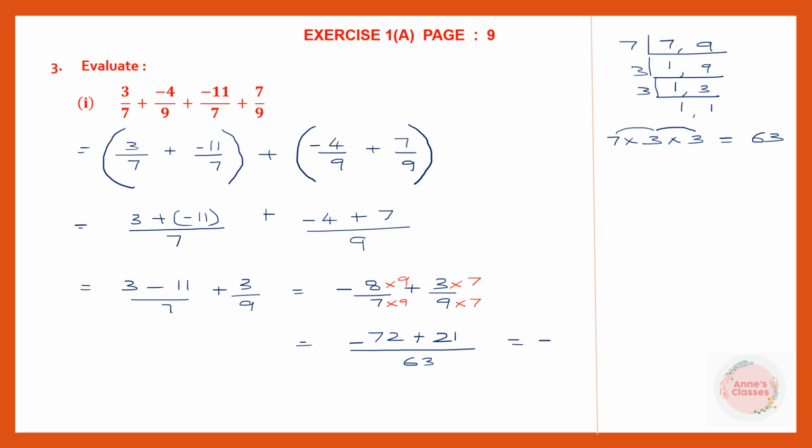Signs are different. Put the sign of the bigger number and subtract. 72 minus 21. 2 minus 1 is 1. 7 minus 2 is 5. That's 51. So minus 51 by 63. Here we can reduce 51 and 63. Both are divisible by 3. So 3 1s are 3, what is left is 2, 1. 3 7s are 21. Here 3 2s are 6, 3 1s are 3. So what do we get here? We get minus 17 by 21. Now this is the final answer, minus 17 by 21.